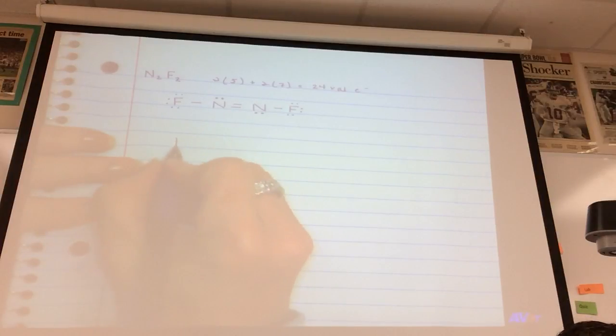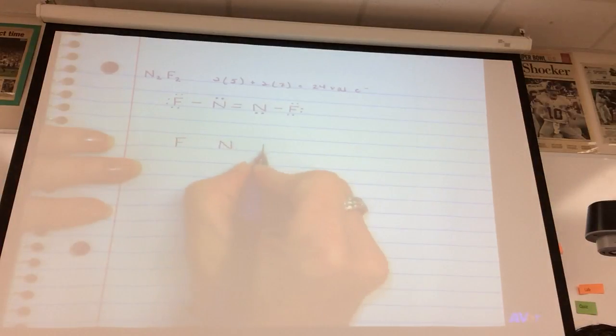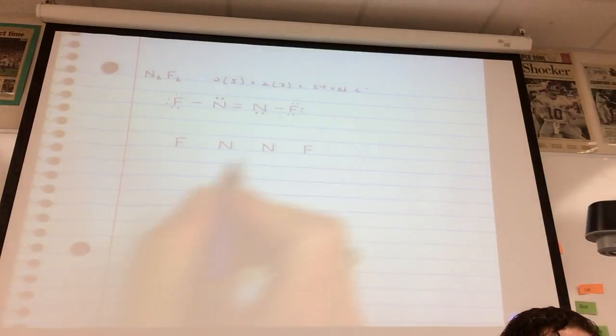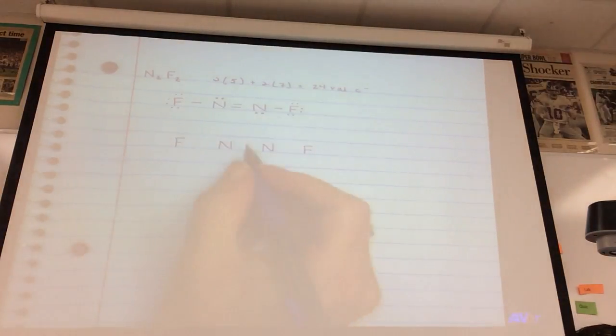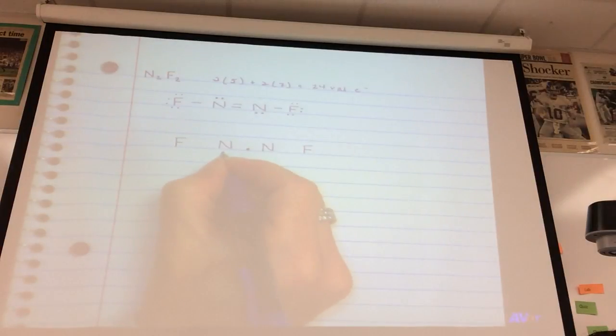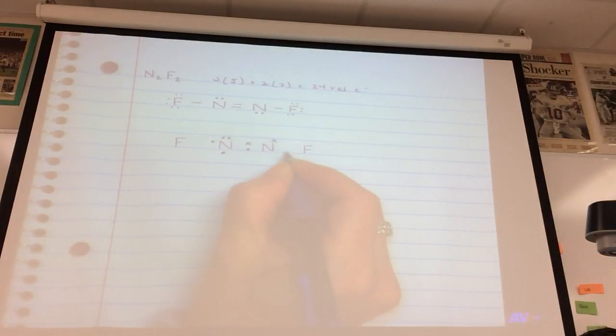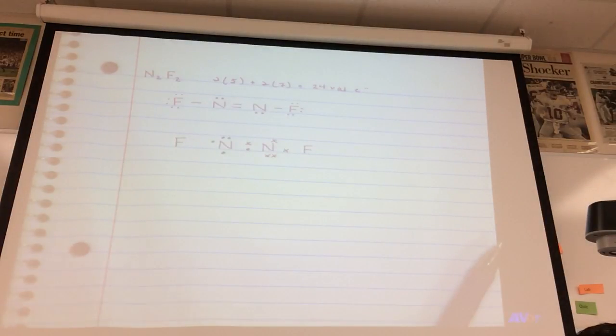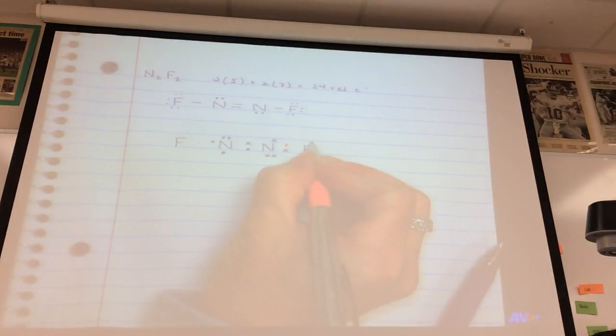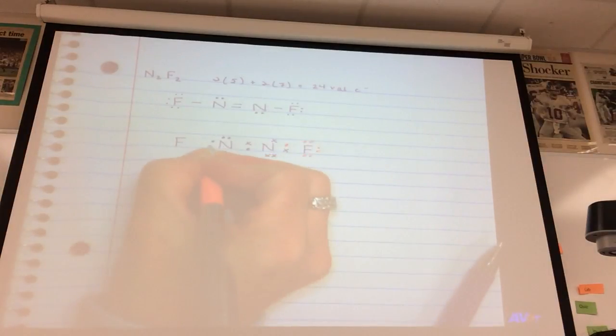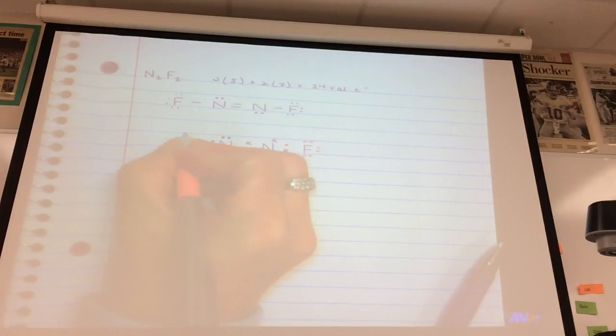Let's swing to the dots for a sec because I don't think you saw it, and that's okay. If we do the dot method, we've got 1, 2, 3, 4. You can pair up on the top or the bottom, not in between. 1, 2, 3, 4, 5. Each fluorine has 7. 1, 2, 3, 4, 5, 6, 7.